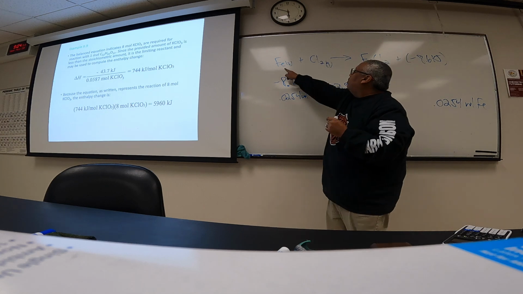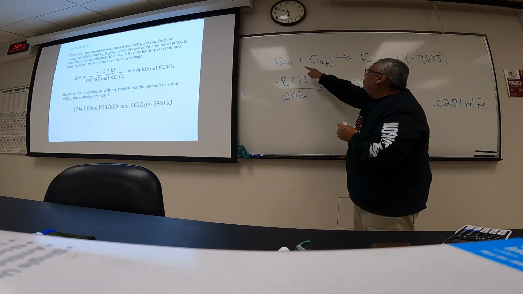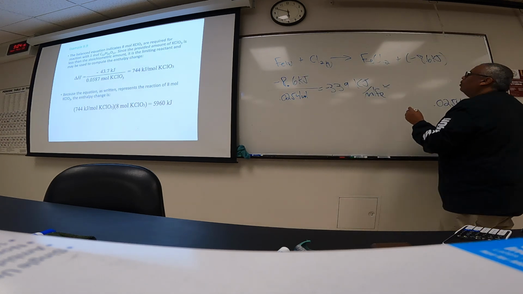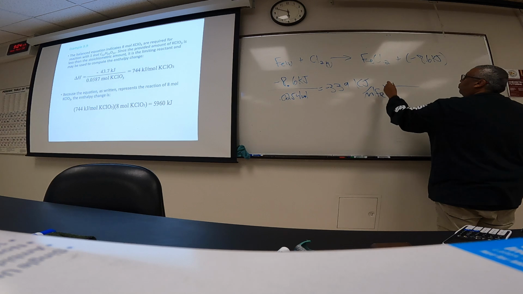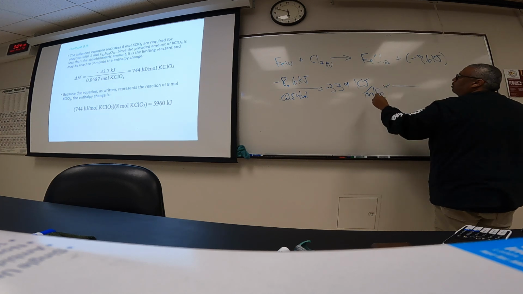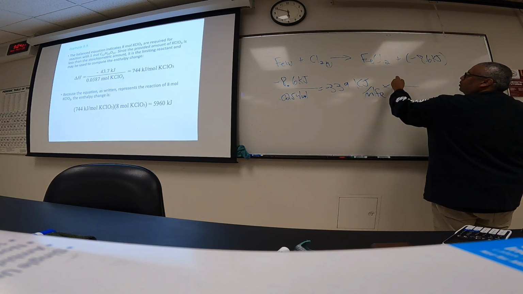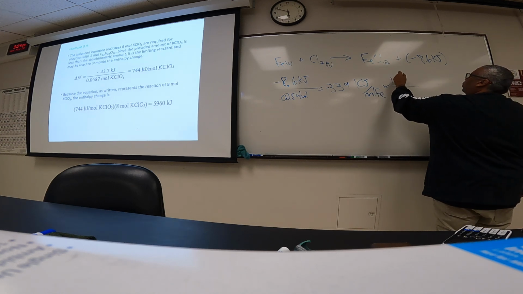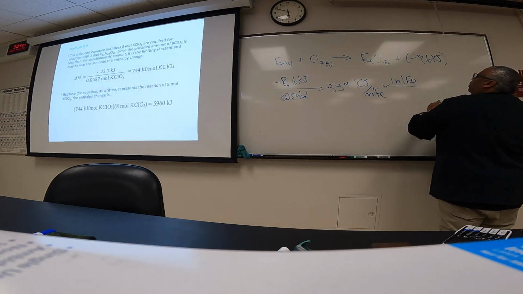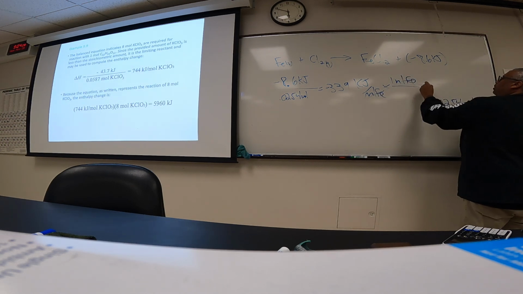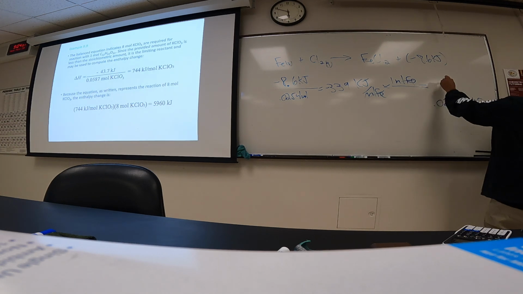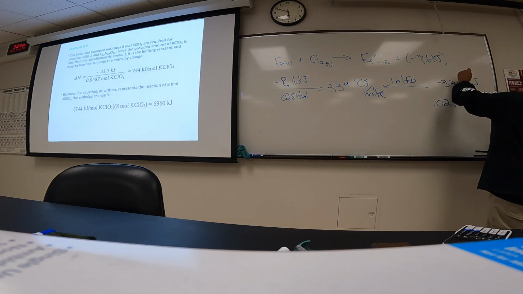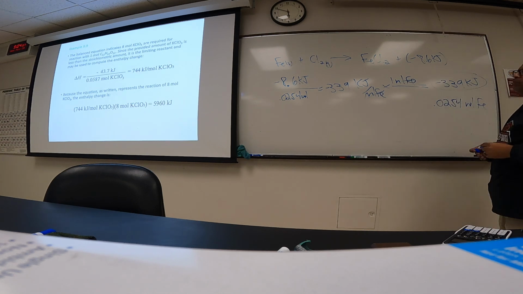Well, this is a 1-to-1 ratio, right? It is a 1-to-1 ratio. So here we can just do this math. Using 1 mole of iron, we're going to get some amount in kilojoules, which is equal to negative 339 kilojoules.